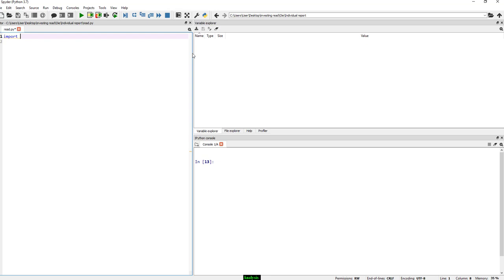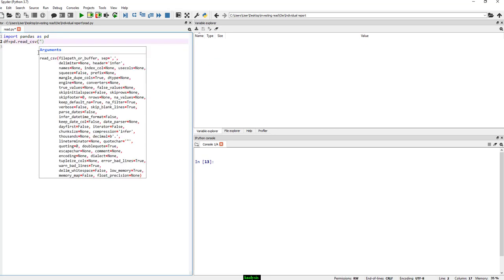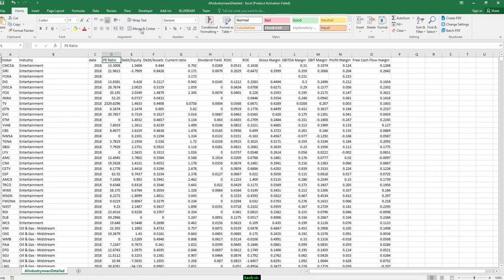So import pandas as pd. Then we're going to import the CSV file as a data frame. The name is all industry in mean detail.